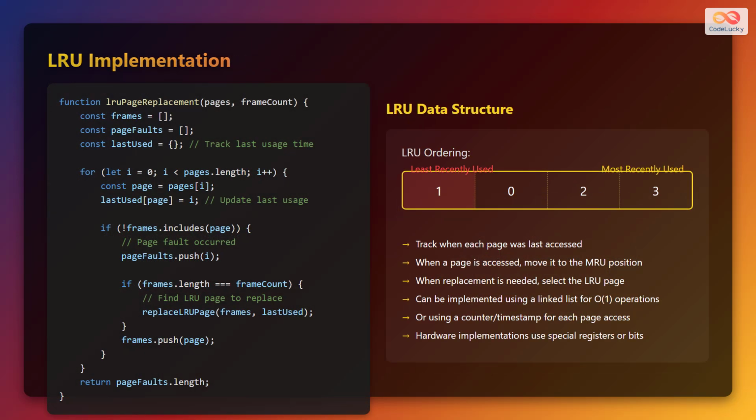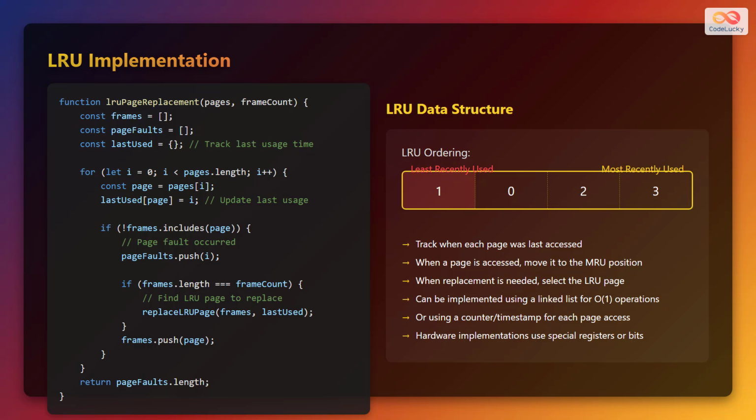Here is a JavaScript function called LRU page replacement that takes pages and frame count as input. It initializes frames as an empty array, page faults as an empty array, and last used as an empty object, which will be used to track last usage time of each page. A for loop iterates through the pages array. Inside the loop, the last used object is updated with the current page index. Next, it checks if the page is already present in the frames.